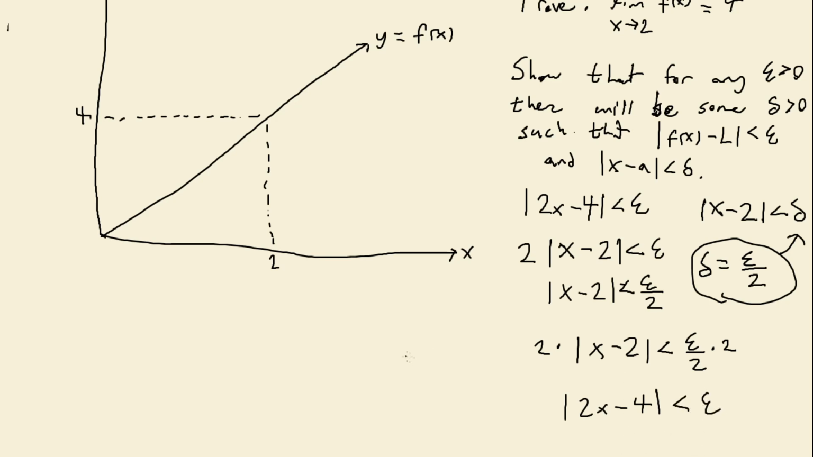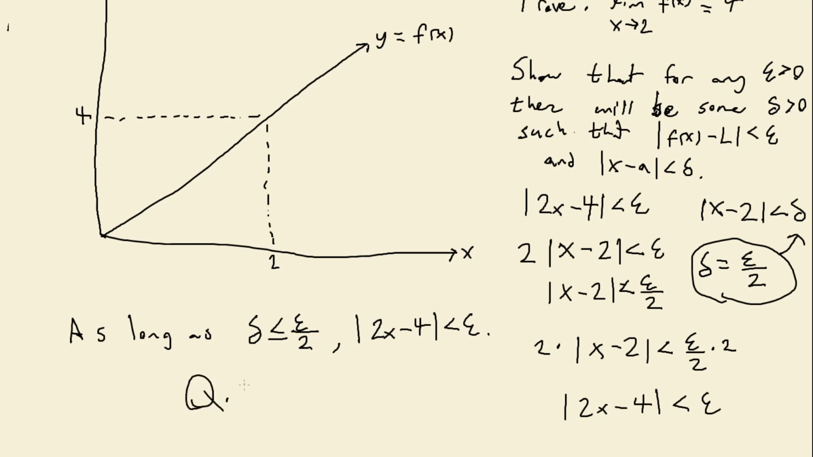And so what we've just proven is that as long as delta is less than or equal to epsilon over 2, it doesn't have to be epsilon over 2, it could be any number less than that, then the absolute value of 2x minus 4 will always be less than epsilon. And therefore, the limit exists. Because no matter how small we make epsilon, there will always be some value delta, which will just be epsilon over 2, that will satisfy both these inequalities.